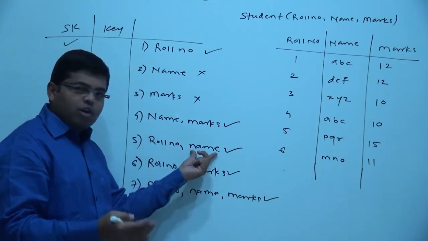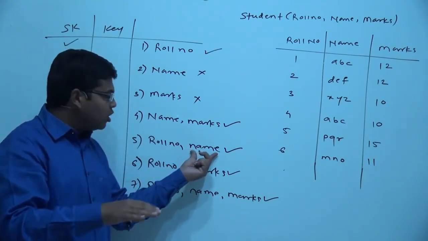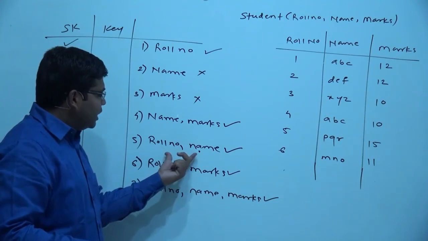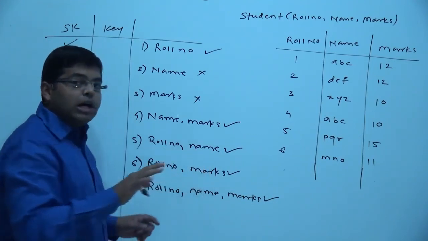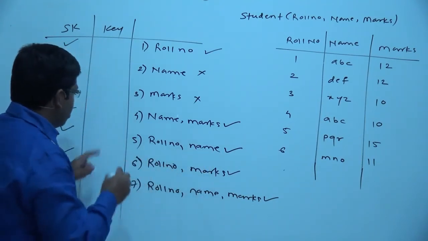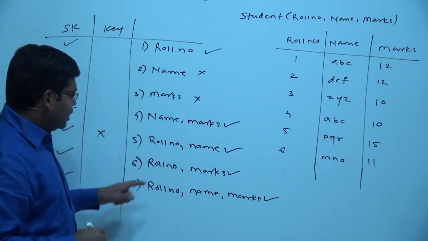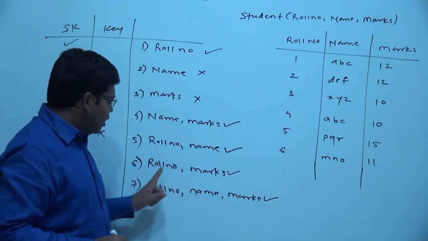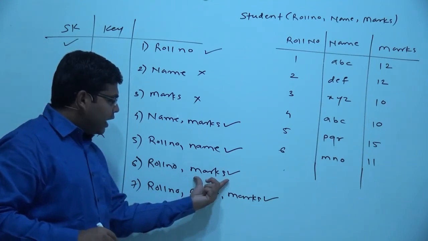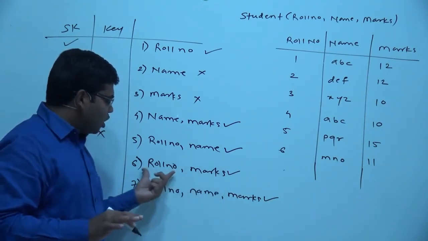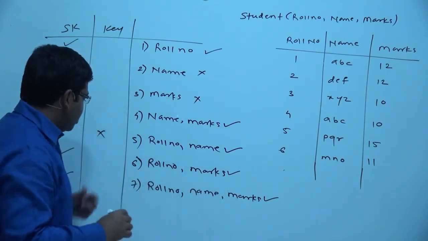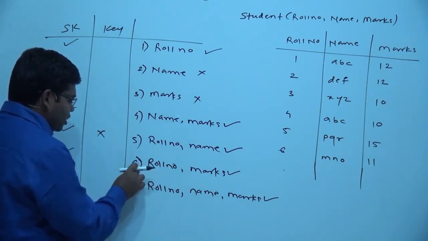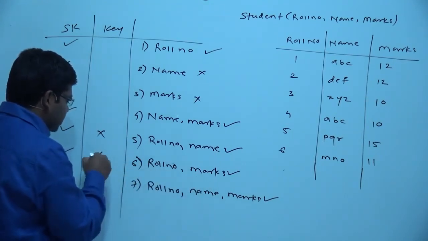Therefore this second column will be called an additional column, a redundant column, and any key containing a redundant column cannot be called a key. So this is a super key but not a key. Same is the case with roll number and marks. In roll number and marks, this second attribute, marks, is redundant. Roll number alone can act like a key, and therefore this combination cannot be called a key.